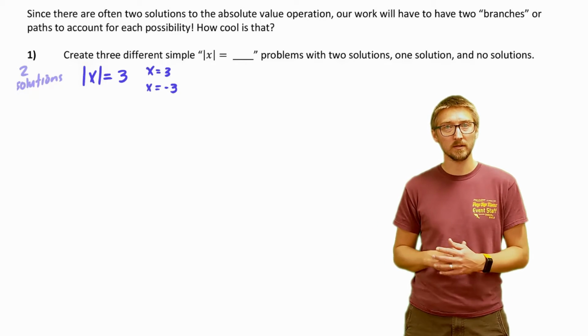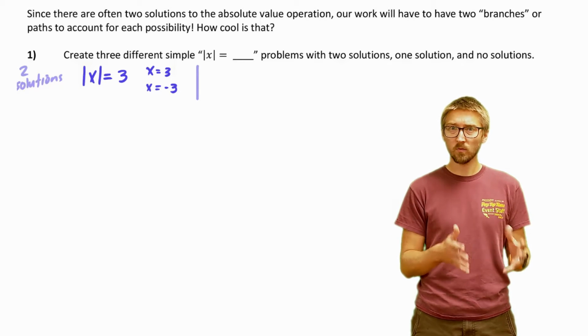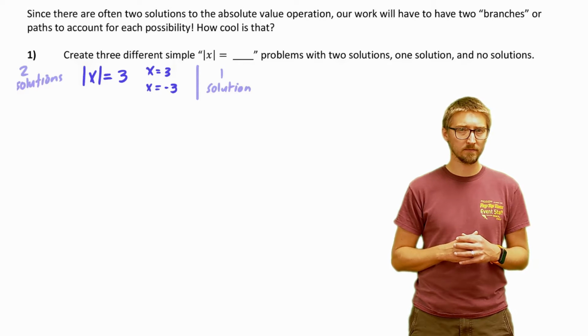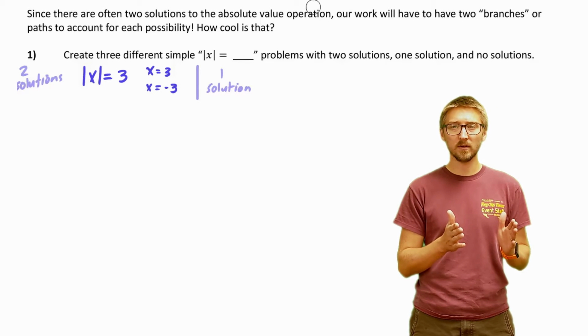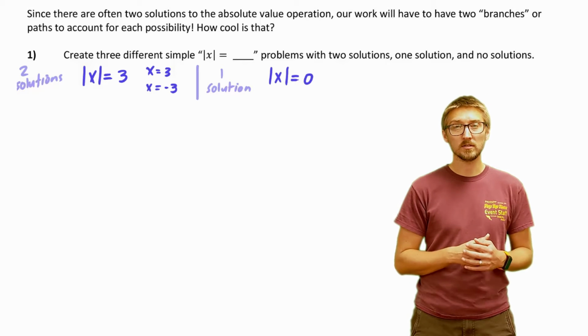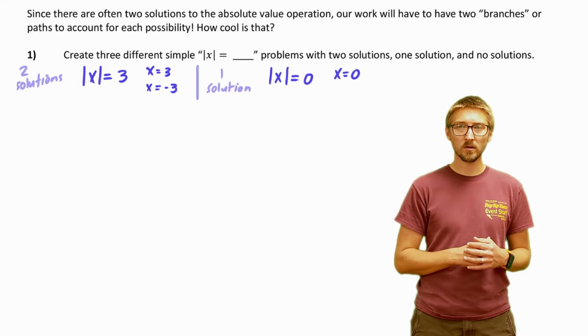If we look at this second situation where we just have one solution, that might be a little trickier. To set this up, it'd have to be the absolute value of x equals 0. 0 is the only solution that would make that true. So that's our one solution possibility.